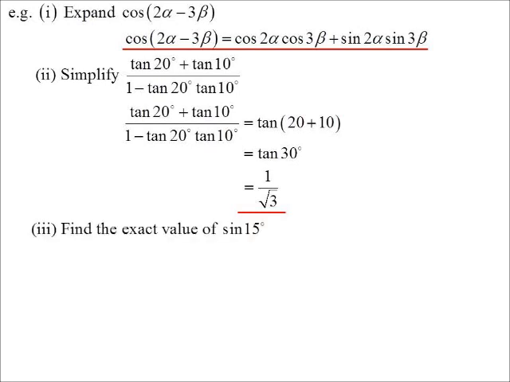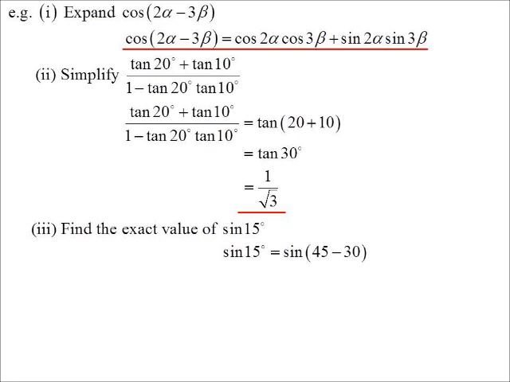Now, if I want to work out sine 15, what we've got to do is come up with a combination of exact values that we know and get the answer of 15. Now, there's different ways we could do it. I could go 60 minus 45. I could go 45 minus 30. There's all different ways. Which way did I go? I went 45 minus 30.